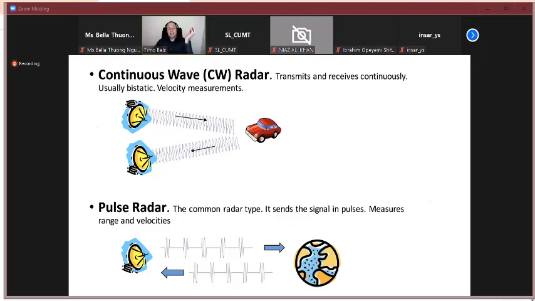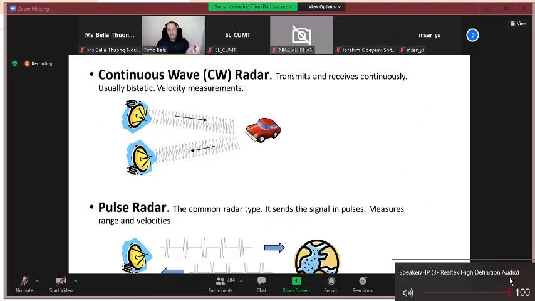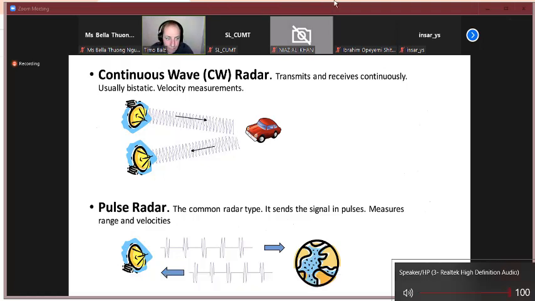Continuously sending out signals, right? And then you need a second antenna to continuously receive the signal. That's typically used, for example, for velocity measurement. So you have two antennas. One is constantly sending and one is constantly receiving, and then you can measure the speeds very well.